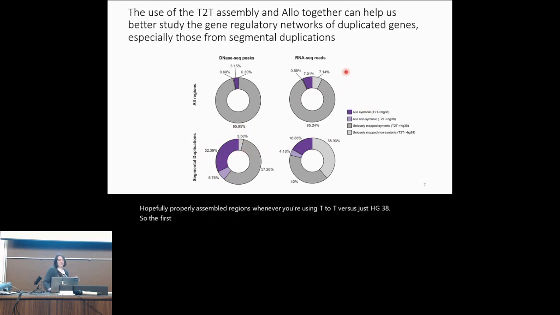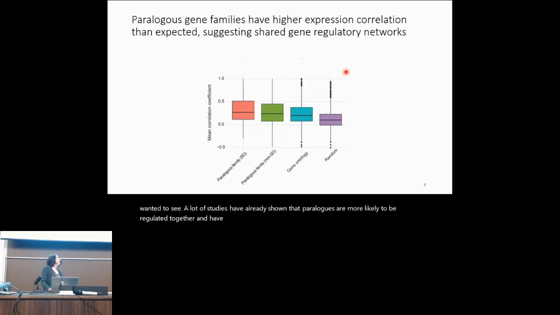The first thing we wanted to look at, and like I said, a lot of this is preliminary data, is that a lot of studies have already shown that paralogs are more likely to be regulated together and have similar expression. So the first thing we wanted to look at is whether or not these paralogous families had similar correlation in expression. Like I said, this is through 16 cell types only, not all of ENCODE, but we did see that this was true.